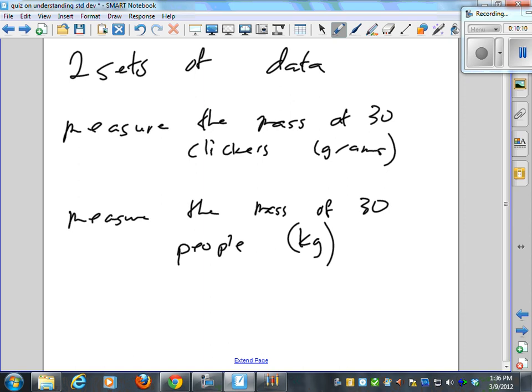Is it because people weigh more than clickers? No, it's got nothing to do with that. What does it have to do with? People come in different sizes. Clickers come in one size. So which one would have the higher standard deviation?